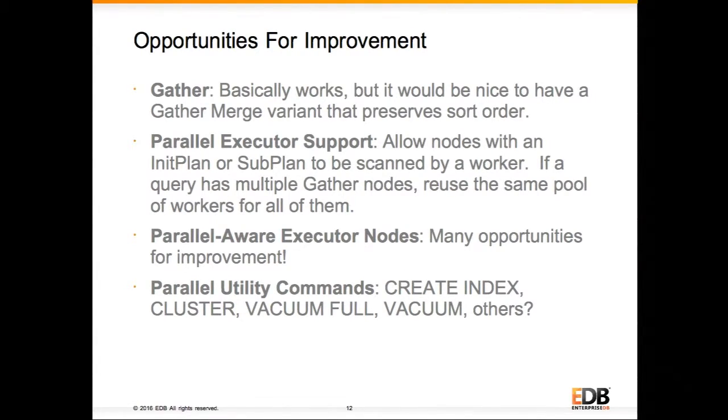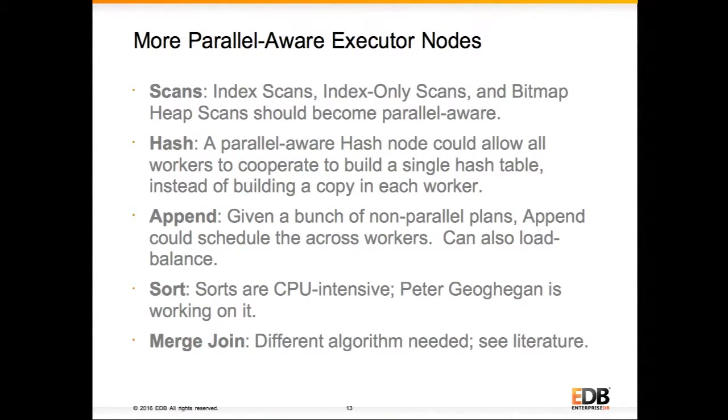I know Peter Geoghegan is interested in create index and cluster. For those who don't know, he's kind of PostgreSQL's sultan of sort. So I'm looking forward to seeing that work progress. But the key thing we really need to work on in order to cover a larger percentage of queries with parallel query is to make more executor nodes that are parallel aware. Maybe the most important thing of all is to make more types of scans parallel aware, so that the driving scan can be something other than a sequential scan. Bitmap heap scan seems to be particularly important.